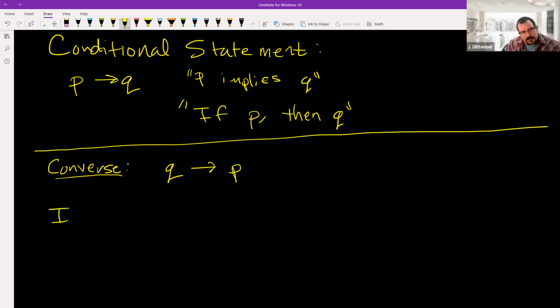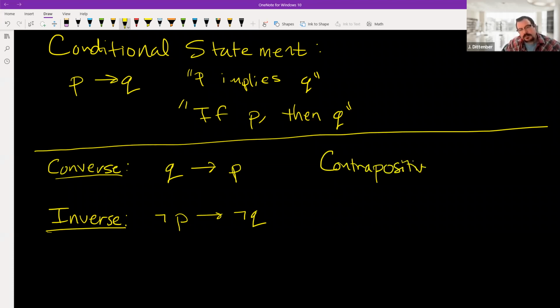We also have something called the inverse. And the inverse is negating P and then also negating Q. So the inverse would say not P, then not Q. And then the last one, which is probably one of the more useful in terms of proving mathematical statements, is called the contrapositive, which we would write as not Q implies not P.